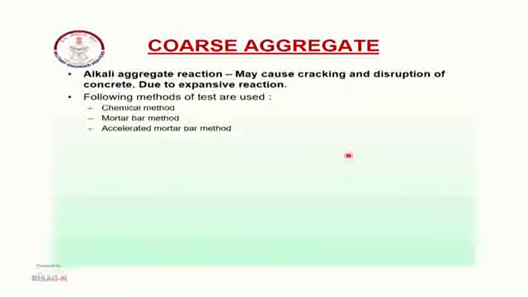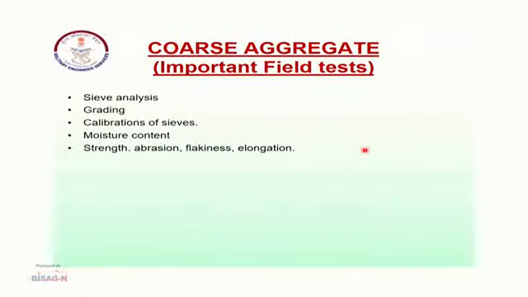Alkali aggregate reaction is also very important for durability of the buildings, and there are methods: chemical, mortar bar, accelerated mortar bar, which we must do. Sieve analysis, grading, calibration of sieves, moisture content, strength, abrasion are important properties for coarse aggregate.